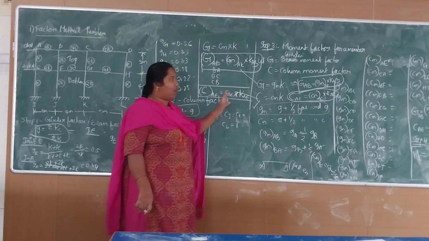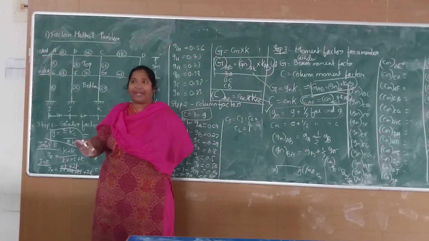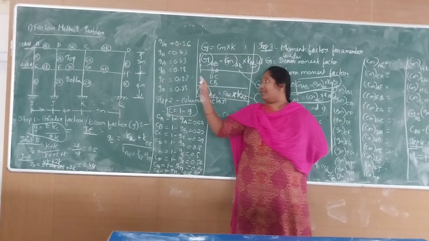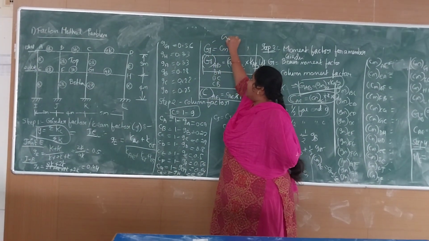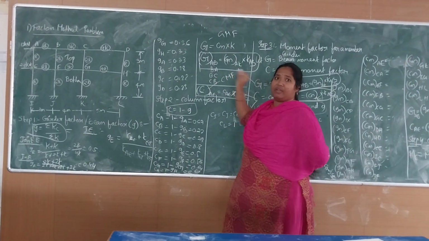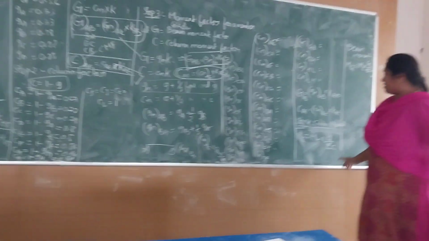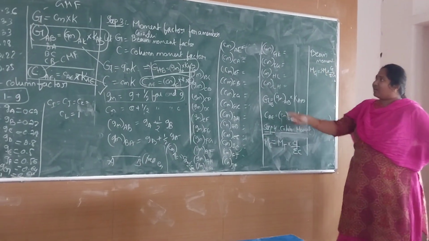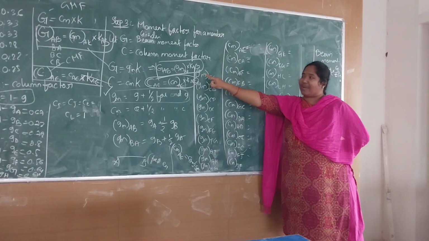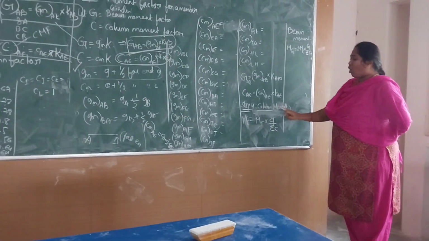Clear with this? Now, after calculating these values for each and every member of separate columns and beams, we need to calculate the movements. These are the girder movement factor and column movement factor. Now, we need to calculate column movements as well as beam movements. From here we will get the values of beam movement factor as well as column movement factor. Now, step number 4, that is column movement.